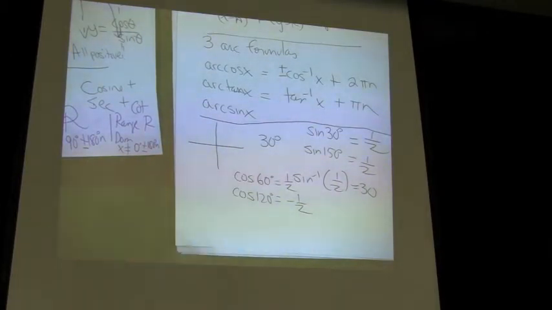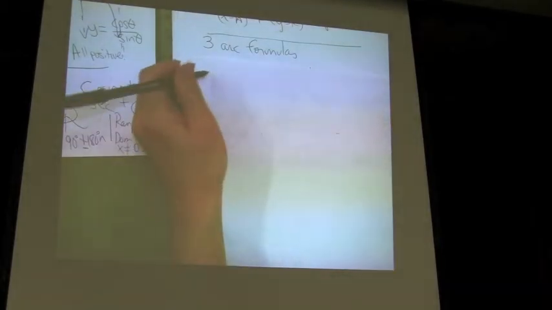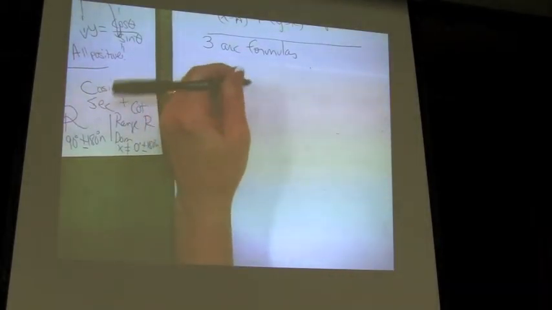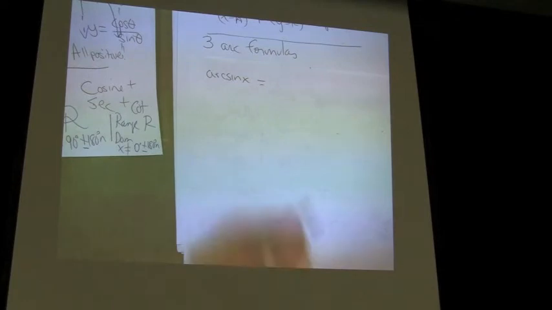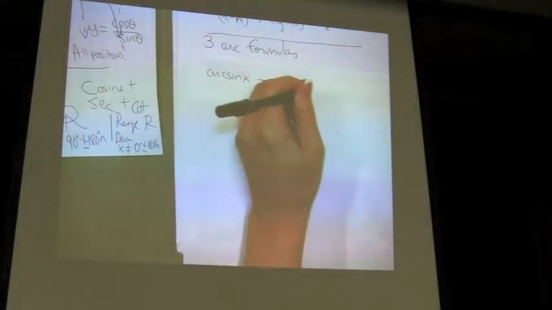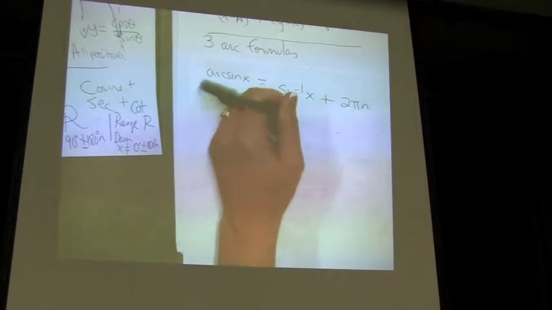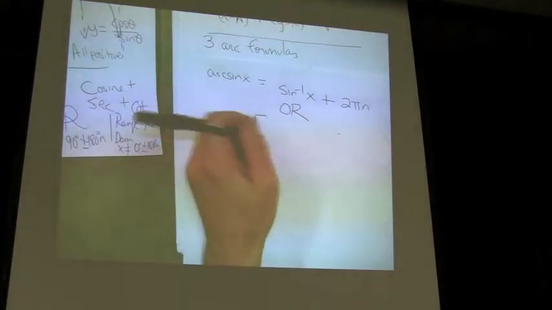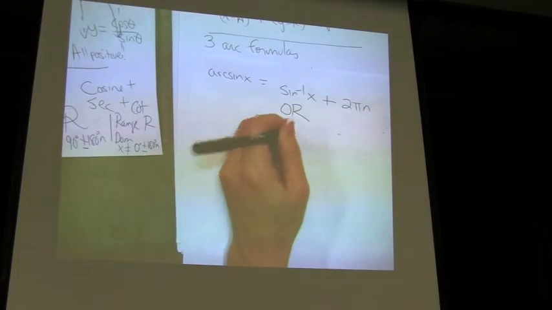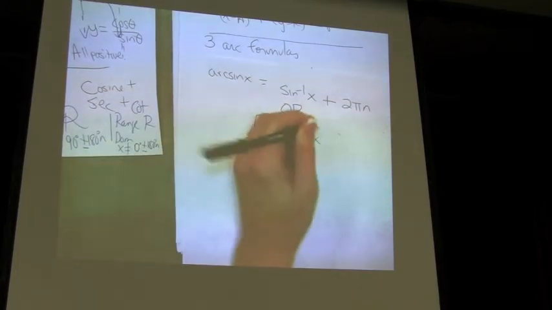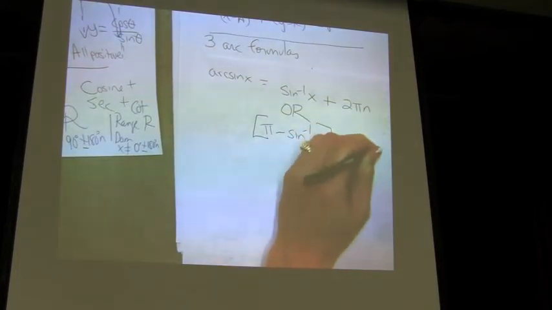And that's exactly why the arcsine formula is inverse sine of x plus 2 pi n or pi minus inverse sine of x plus 2 pi n.